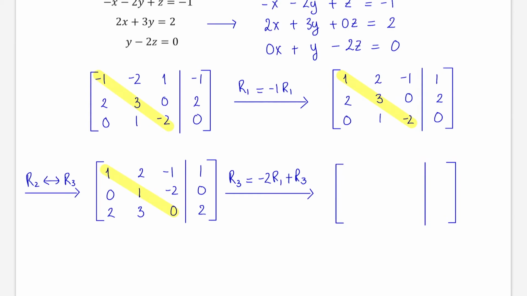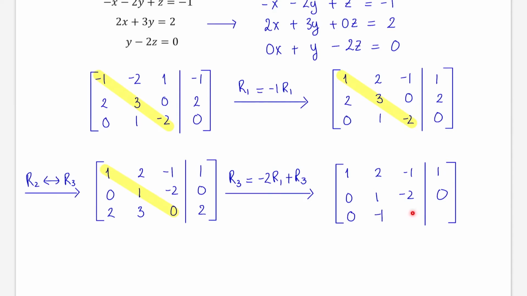This process will not affect row 1 and row 2. So my row 1 and row 2 stay the same. 1, 2, negative 1, 1. 0, 1, negative 2, 0. To get to this element, I'll take 2 times negative 2 plus 3. 2 times negative 2 is negative 4, plus 3 is negative 1.